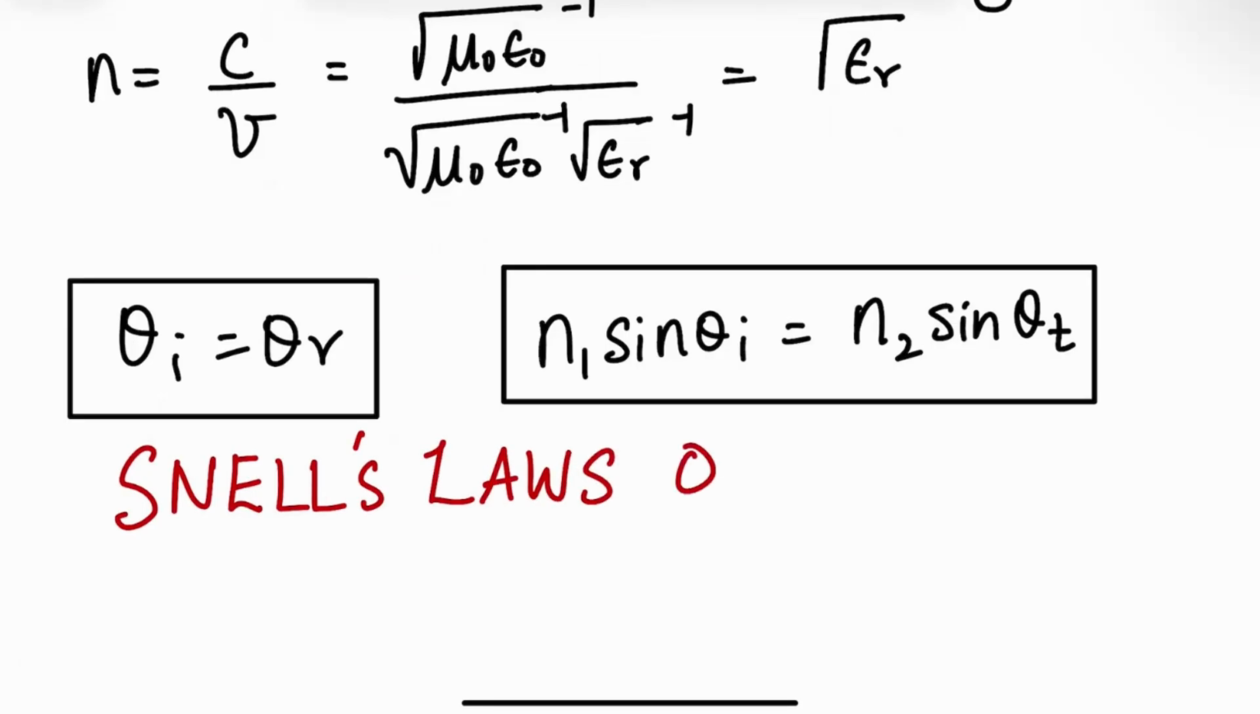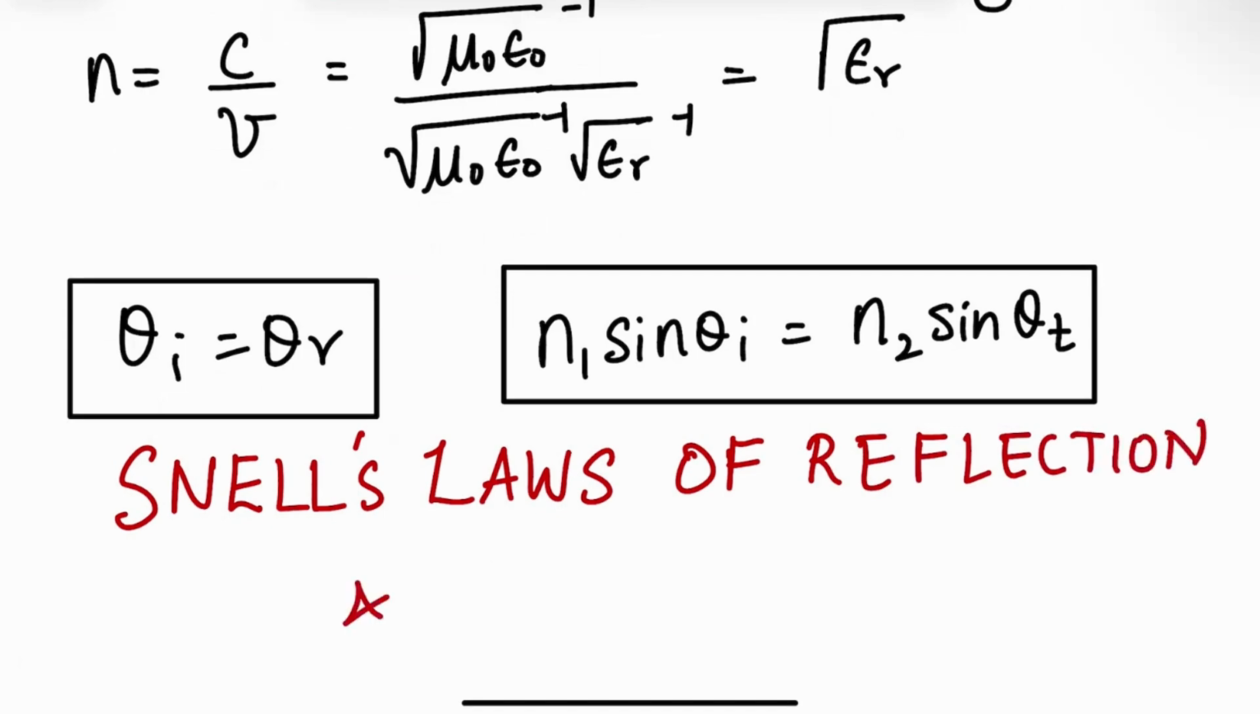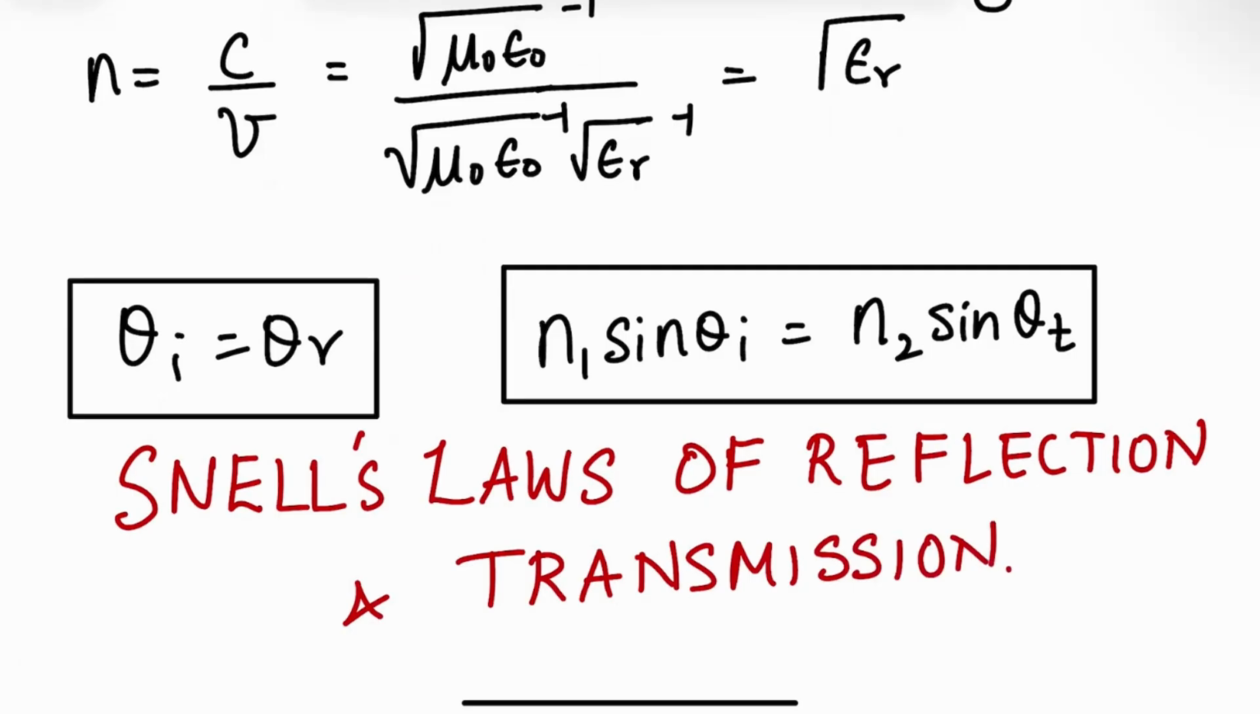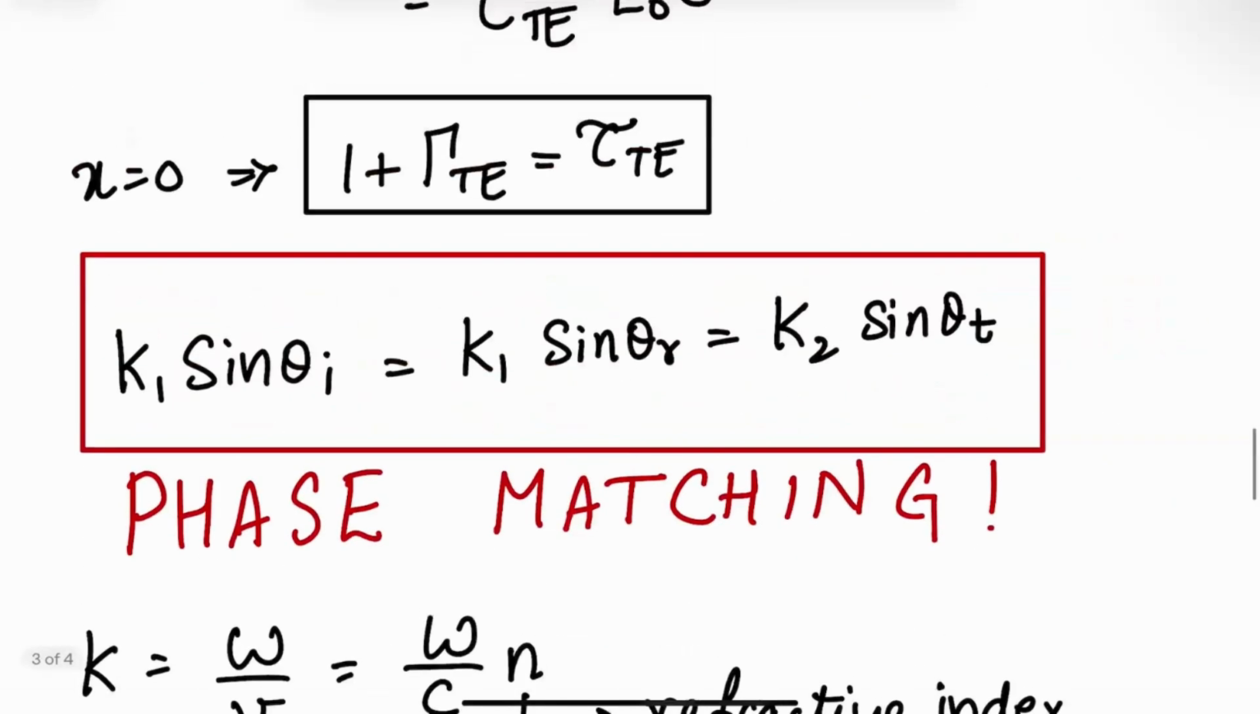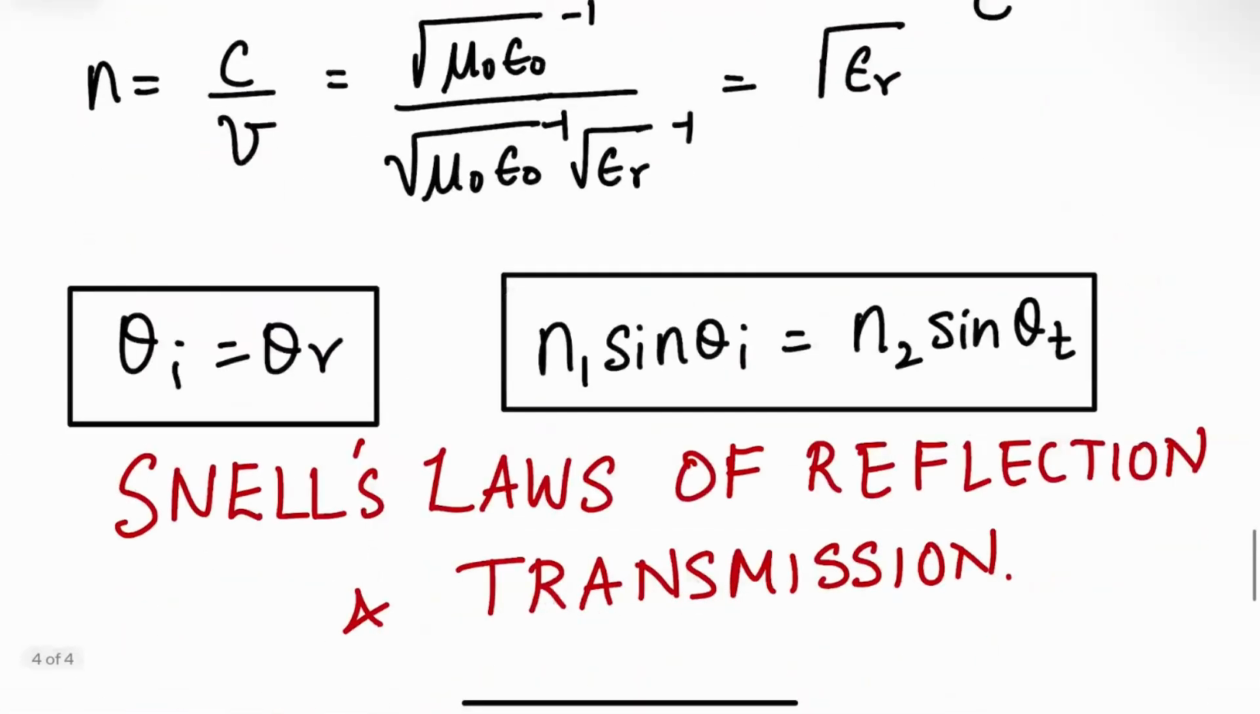Snell's laws of reflection and transmission. So in a first course on optics, you would learn something like this. And now we see that it comes from nothing more than the boundary conditions. The boundary conditions essentially gave us this phase matching condition. So we need to interpret this phase matching. What does this really mean? Let's see what it is.